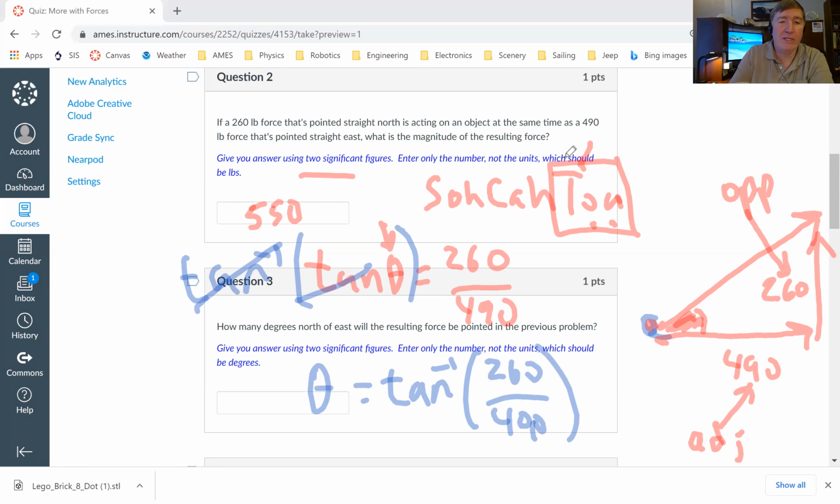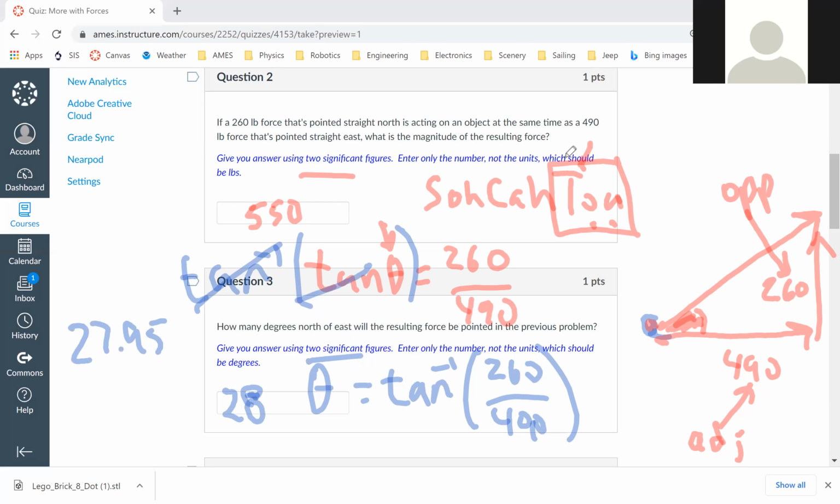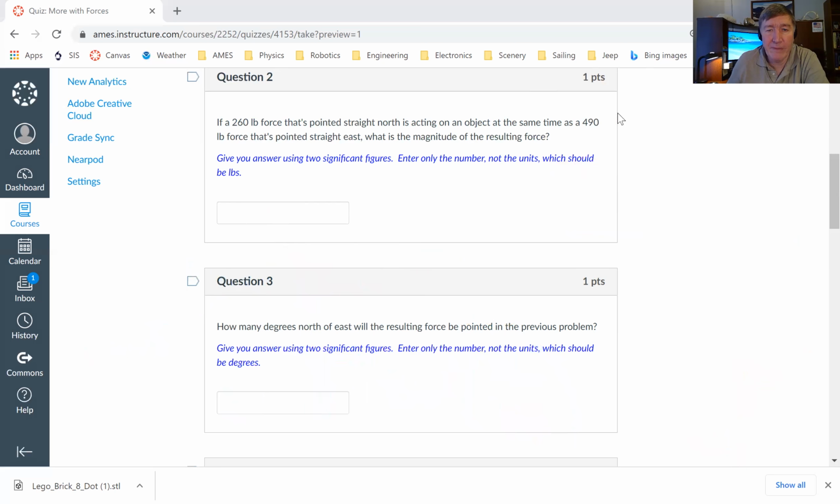Okay, and when you put that in your calculator, what did you get? 27.95. Okay, which is too many sig figs. So if we round it off to 2 sig figs, clearly we're going to round it up to 28. So those of you who told me that you were a little unsure about this, does that help? Is it starting to make more sense now? Okay, hopefully. All right, good. That's reassuring. Okay, let's do a couple more here.